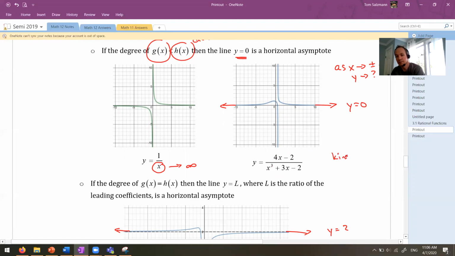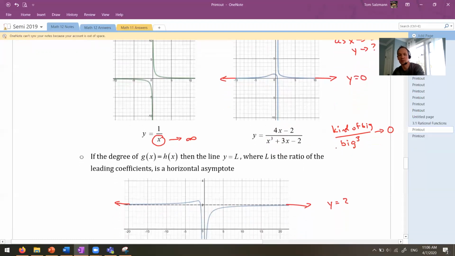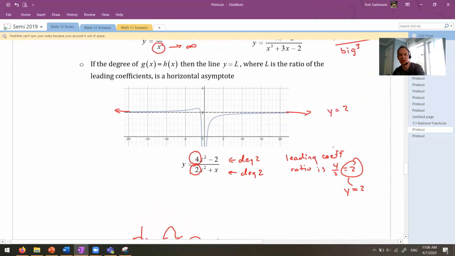And when x gets really big, kind of big over big cubed, that goes to 0. So as long as the denominator is a larger degree, it's always going to have a bigger number on the bottom for large values of x.